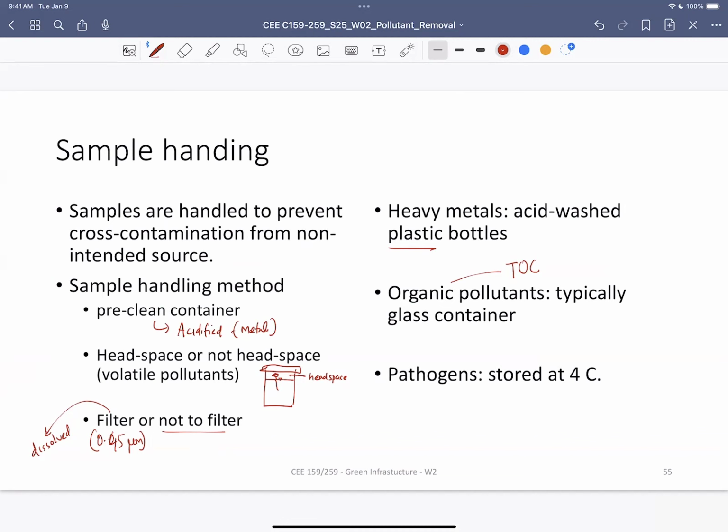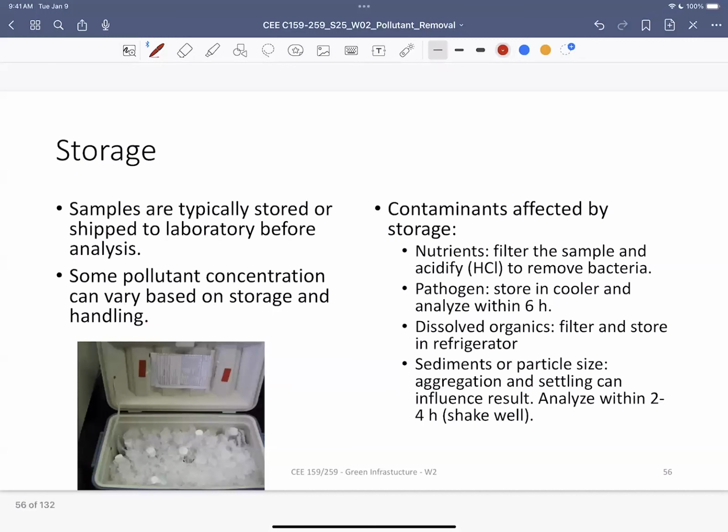Whether you pre-clean, and how you pre-clean, is based on the type of pollutant so that they stay dissolved. And for volatile pollutants, you keep them submerged, completely filling the bottles. Don't leave any headspace.